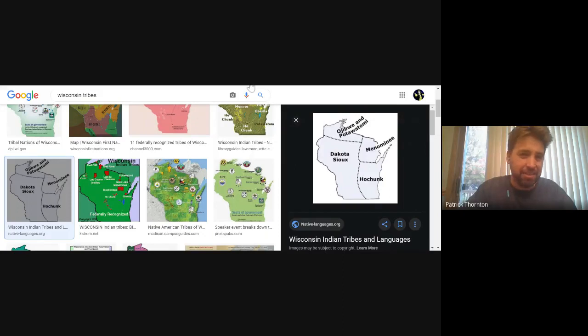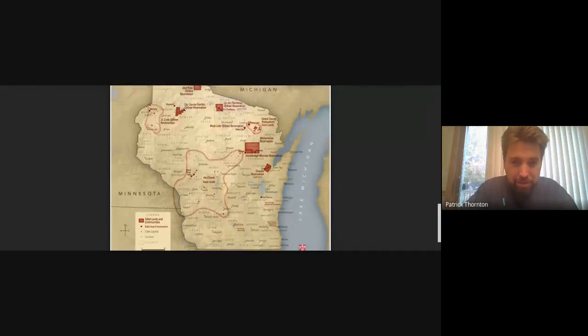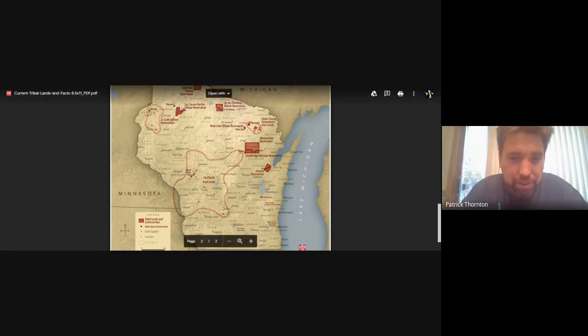How sad is this? What a sad story this map tells. Here's the Menominee. Look at this, that little bit right there. Here's the Oneida, that little tiny spot. Look at the Ojibwe, just little parts of land. Think about that. Imagine if somebody took your house away and said, you had this big house, here's this tiny little one room that you get to live in. You'd be so sad.